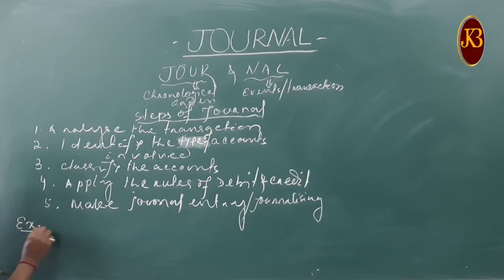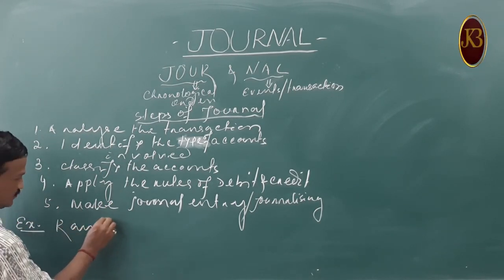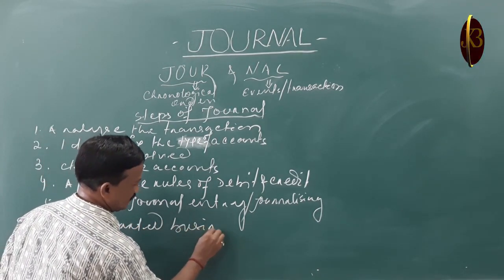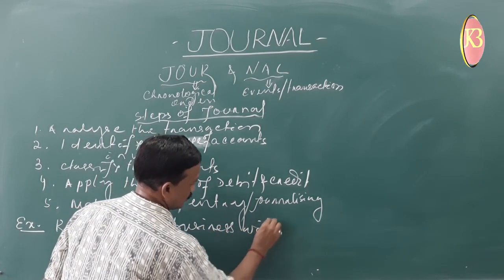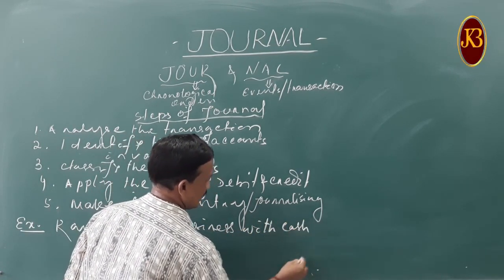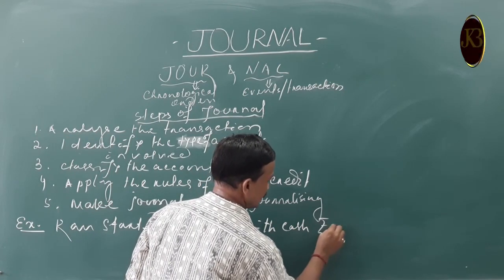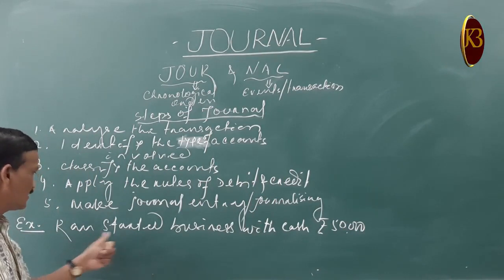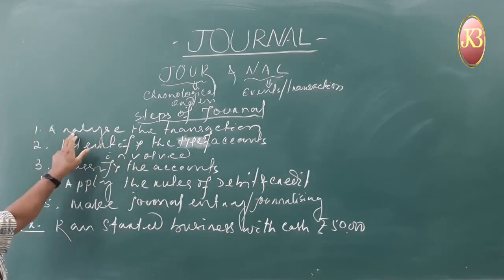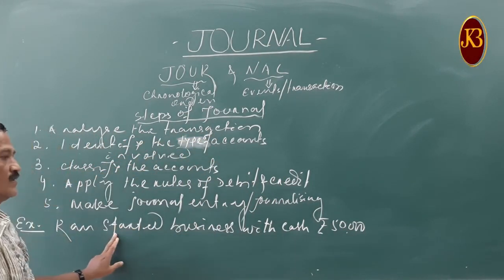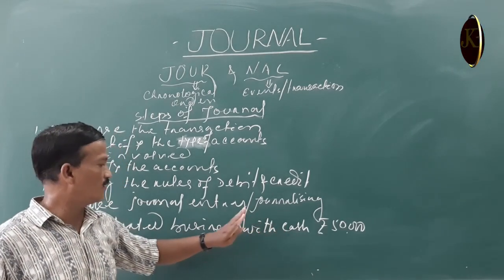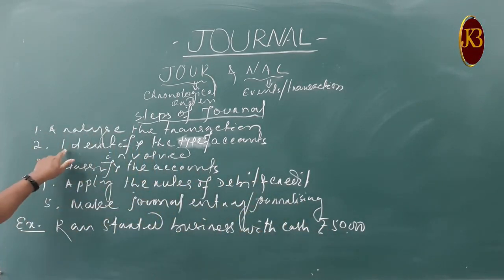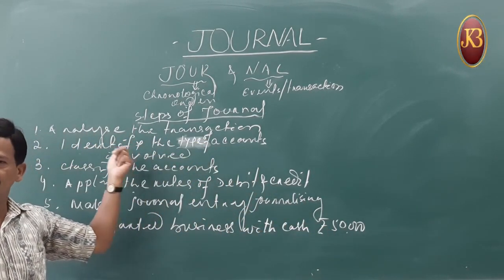Example: Ram started business with cash rupees 50,000. So this is the transaction. First, analyze the transaction. Yes, this is a business or accounting transaction because it is measured in terms of money.